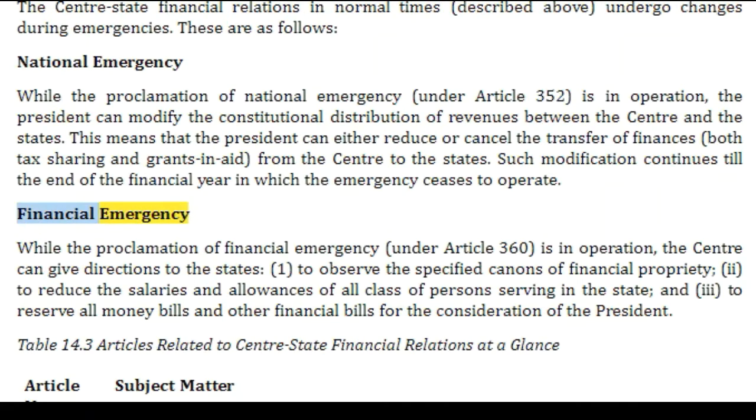Financial emergency. While the proclamation of financial emergency, under Article 360, is in operation, the center can give directions to the states: 1, to observe the specified canons of financial propriety; 2, to reduce the salaries and allowances of all class of persons serving in the state; and 3, to reserve all money bills and other financial bills for the consideration of the President. Table 14.3: Articles related to center-state financial relations at a glance.